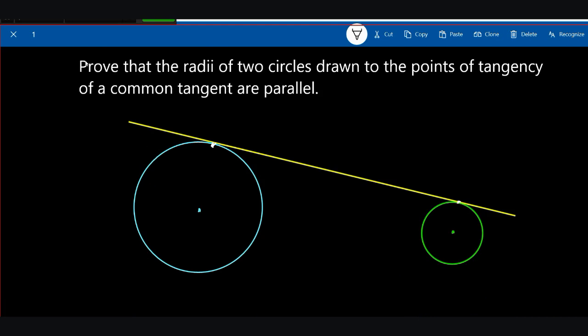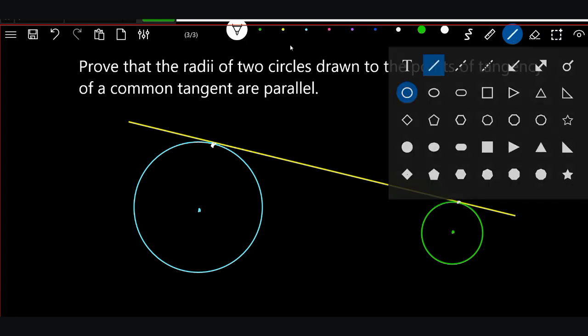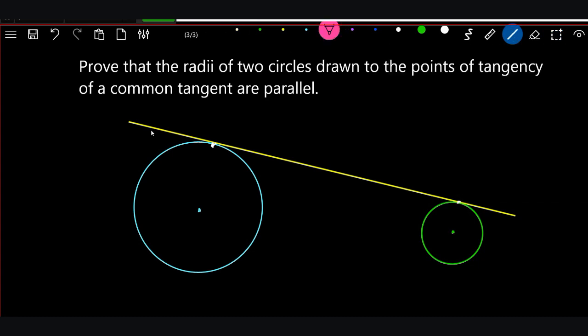So it says, prove the radii of two circles drawn to the points of tangency of a common tangent are parallel. So here's our two circles. Here's our common tangent. Remember these from a couple lessons ago? There's our common tangent. Now the question is, what about when we put a radius in there?